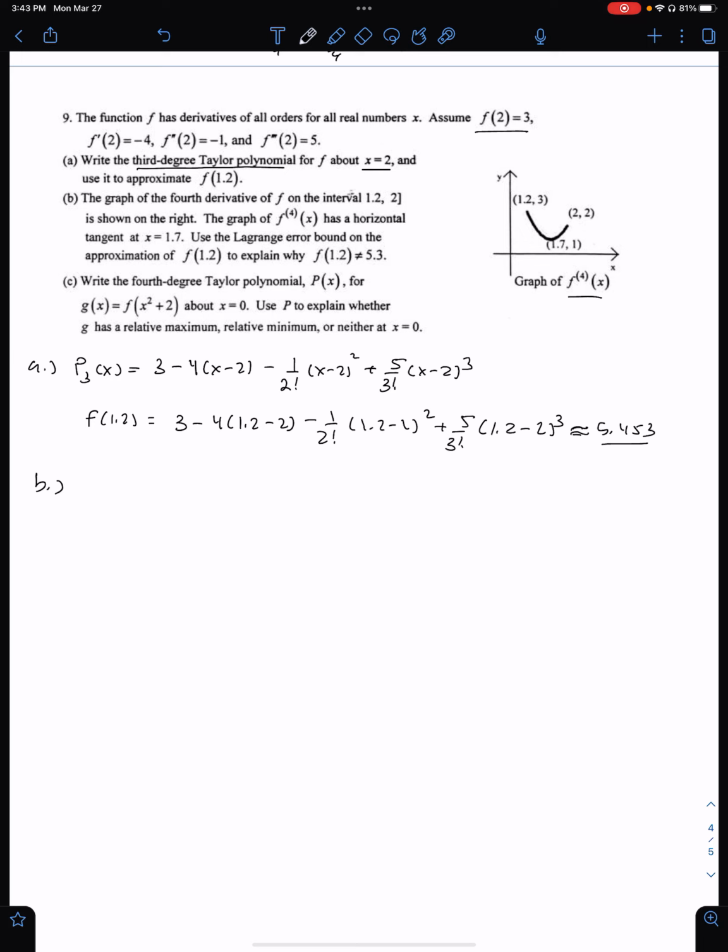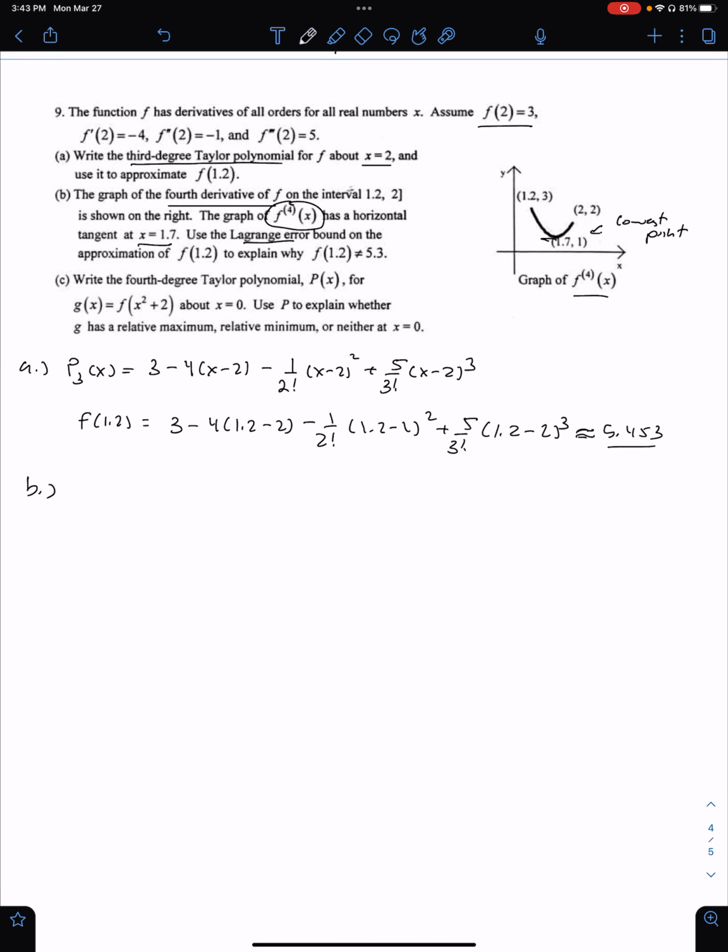Part B now gives me a graph of the fourth derivative. The graph of the fourth derivative is shown, and it has a horizontal tangent at 1.7. What that's telling me is that this is the lowest point on the fourth derivative right there. Use Lagrange error to explain why the actual sum can't be 5.3.